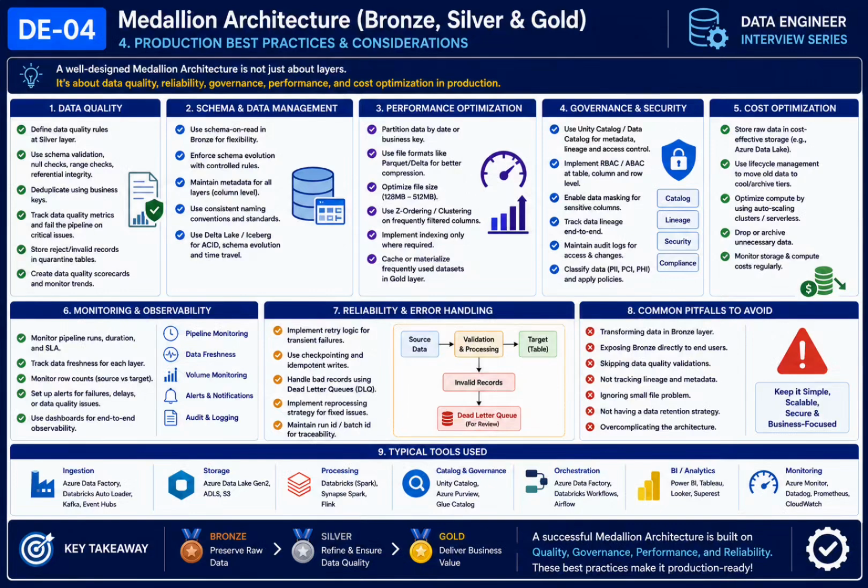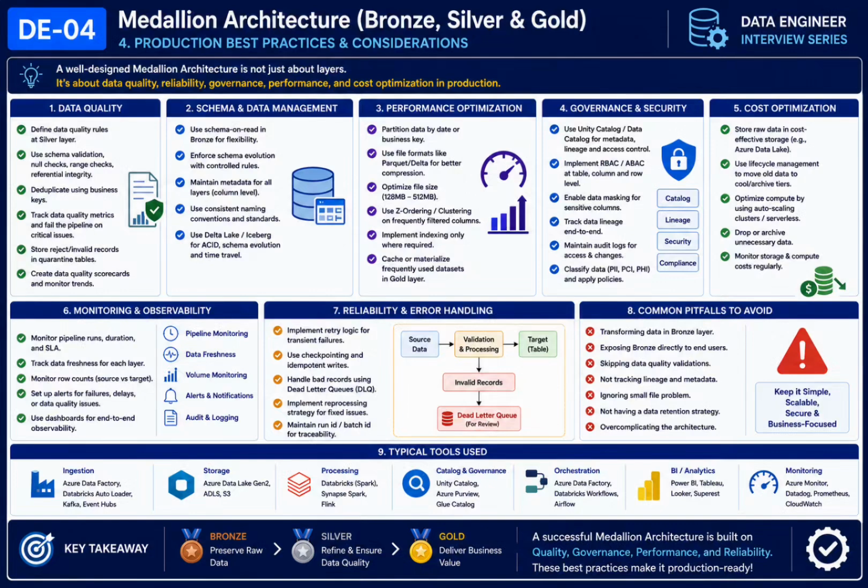First, we define data quality rules in the silver layer. Every dataset must pass schema validation, null checks, duplicate checks, referential integrity, and business rule validation. Second, governance is critical. So, we implement Unity Catalog for centralized metadata, RBAC for secure access, and data lineage so we can trace every report back to its original source.